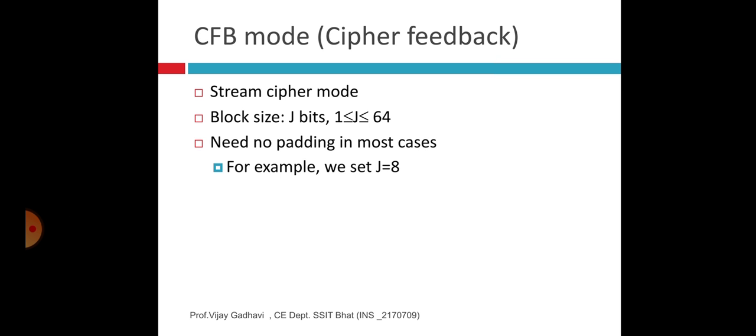Here we are seeing block size j bits, where 1 <= j <= 64. It needs no padding in most cases. For example, we said j is equal to 1. This is simply how you identify the cipher feedback in CFB mode.